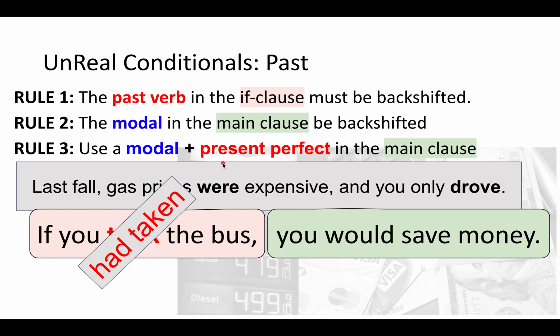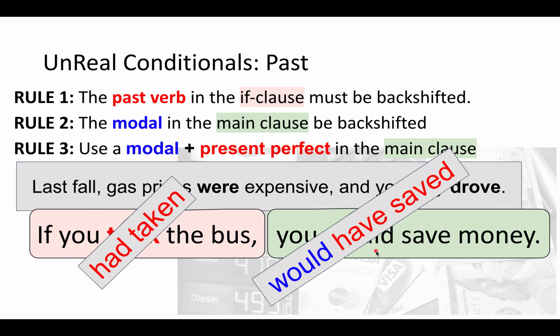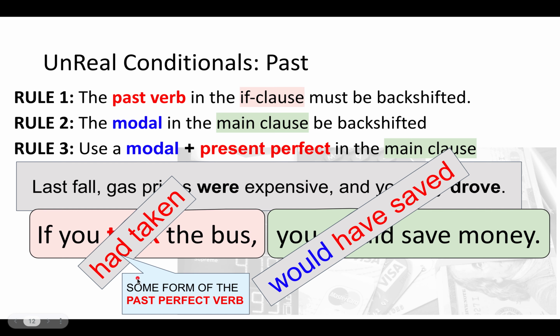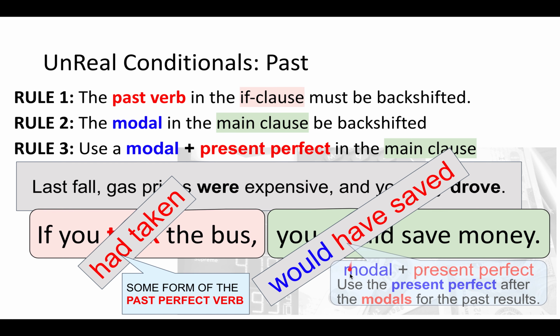Next, we have to backshift the modal, but we also have to use a modal plus a present perfect in the main clause. This is because it's not in the present, it's far in the past. So you would save money, you would have saved money. So the first thing we're going to do is use some form of the past perfect verb. And for this modal, we have to use modal plus present perfect. Use a present perfect verb after the modals for past results.